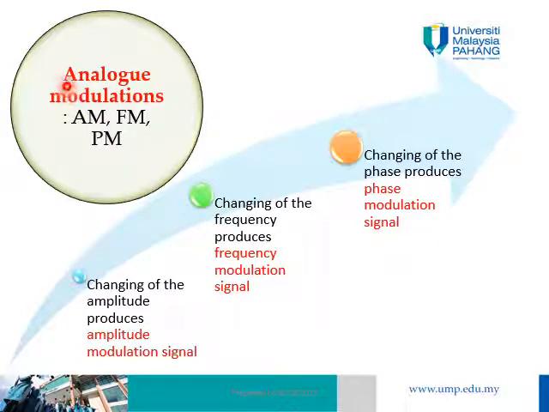So as we know, we have the parameters of the signal. We have amplitude of the signal, sine wave. We have the frequency of the sine wave, and we have the phase of the sine wave of the signal. So by changing these parameters, we will have different types of modulation. Changing amplitude produces amplitude modulation signal. Changing frequency produces frequency modulation signal. Changing the phase produces phase modulation signal. This is AM, this is PM, and this is FM.